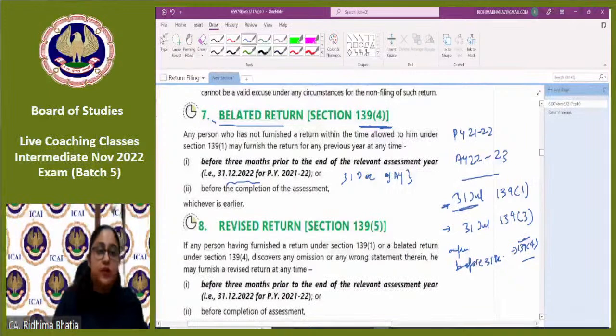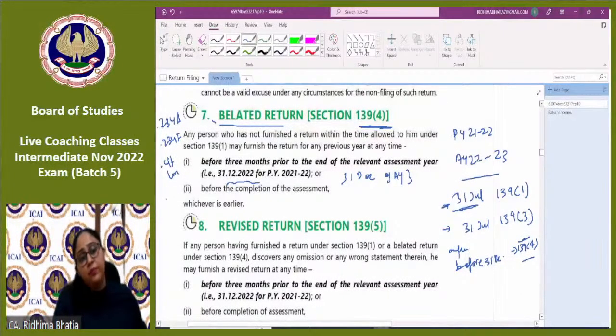Okay? But if you're filing a return of income under 139(4), what would be the repercussions? First, you have to see whether 234A interest has to be paid or not, right? Because it is a late return, is 234A applicable or not. Fees under section 234F would be applicable, right? Along with that, you will not be allowed to carry forward your loss.